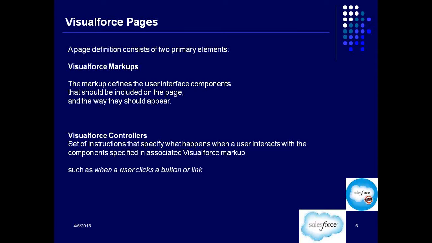Markup is something which is very visible on the page, which can be an image, link, button, tab, whatever. A set of instructions can be, an example I've written here, when a user clicks on a button, what happens? That is the set of instructions.